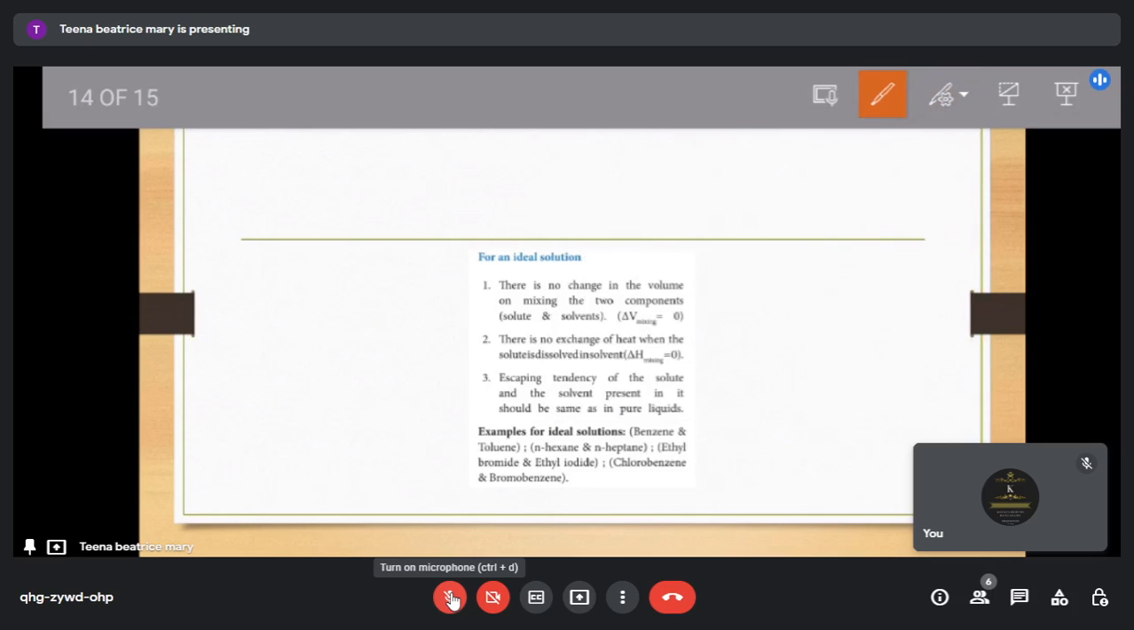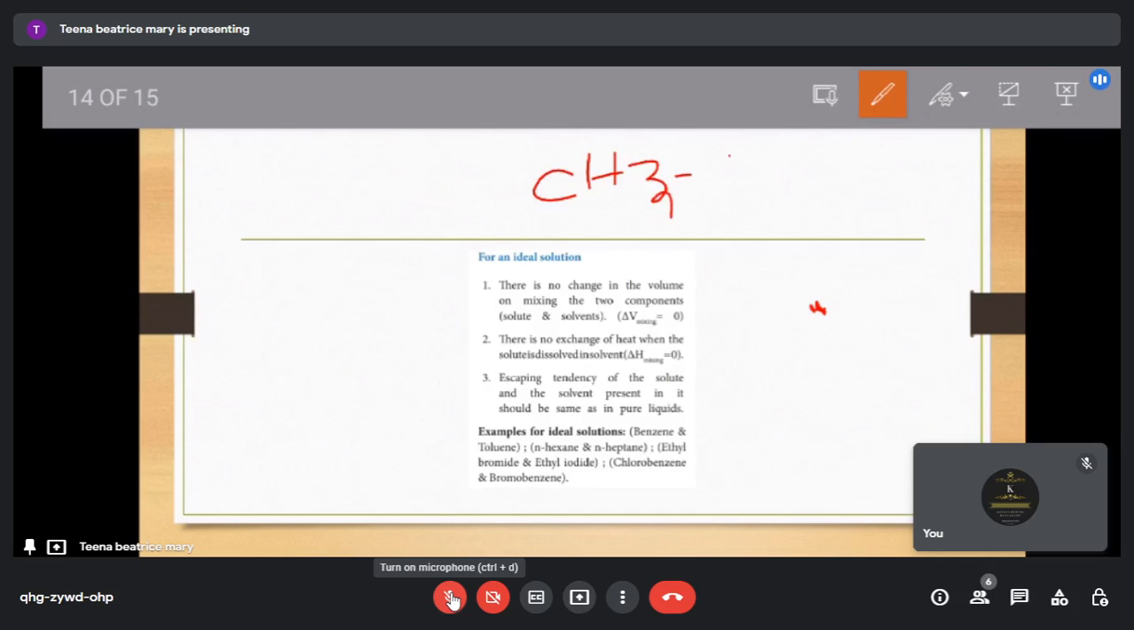Next, if you take n-hexane and n-heptane, there is not much difference between them. What does n-hexane mean? N means normal. With a normal chain, how many carbons should n-hexane have? Normal hexane has 6 carbons.